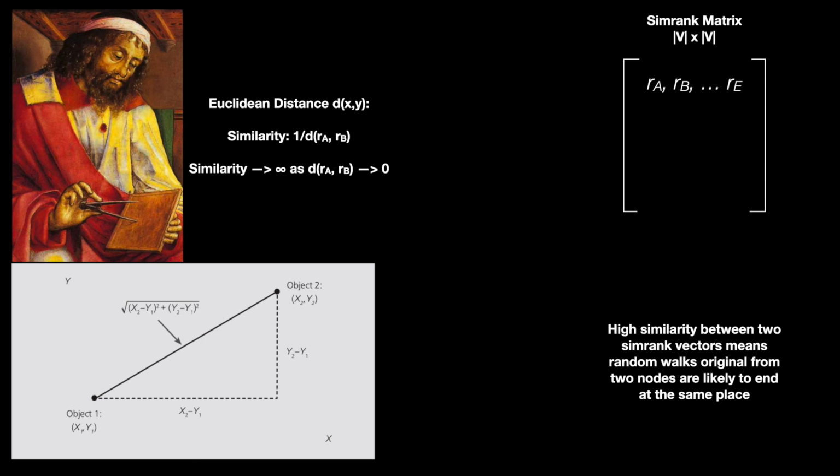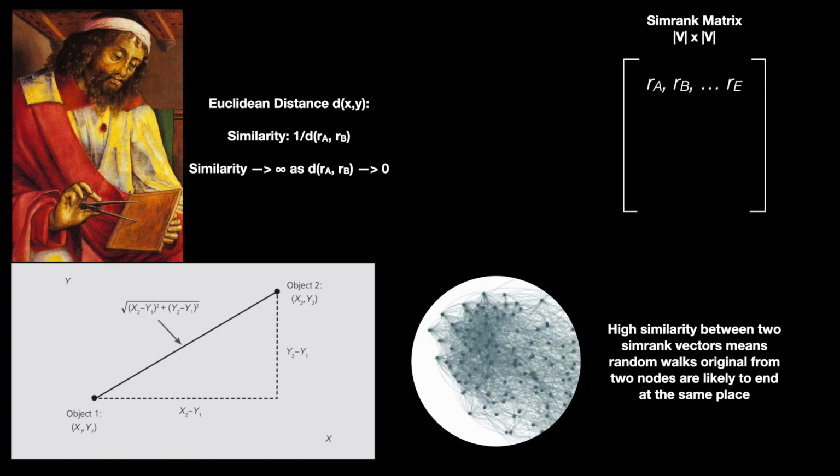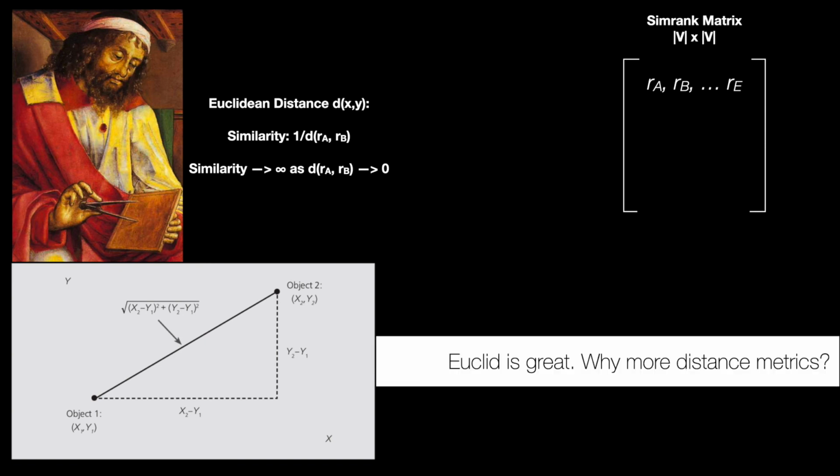So here we can say, using Euclidean distance, we can measure the similarity, or the inverted distance, between two SimRank vectors. And that tells us that two nodes with very similar SimRank vectors, or two nodes whose SimRank vectors have very low distance, are likely to come from the same cluster or the same group of nodes in the graph.